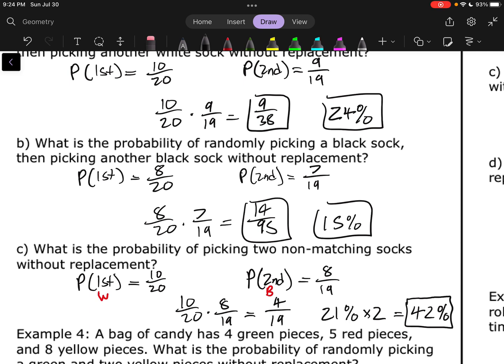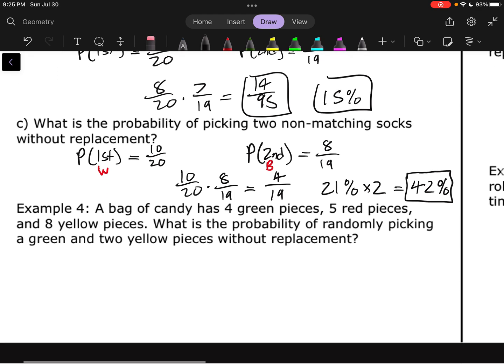Because both of those probabilities would be the same. It's just that it could happen two different ways. So we're going to double it at the end. That one was kind of tricky. Now, let's go ahead and see example 4 here.